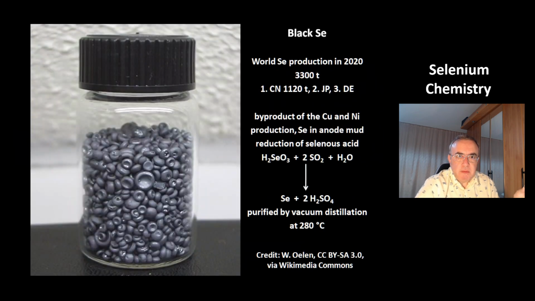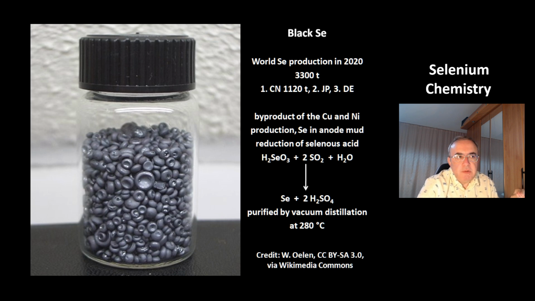This is a picture of black selenium. The world selenium production in 2020 was 3,300 tons. Number 1 producer is China with 1,120 tons. Number 2 is Japan. Number 3 is Germany. And selenium is isolated from the byproduct of the copper and nickel production because it is in the anode mud.